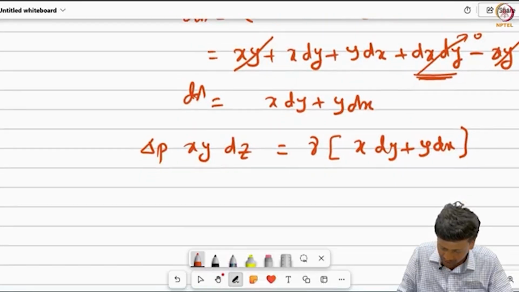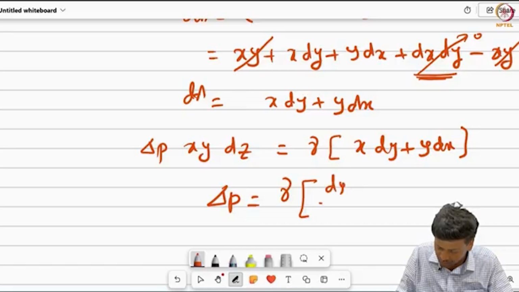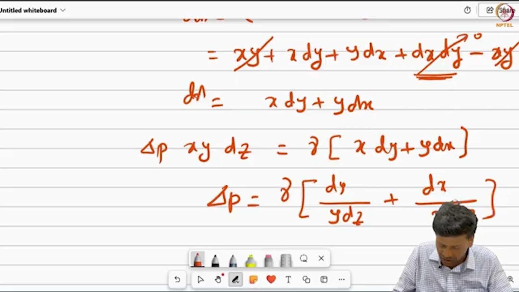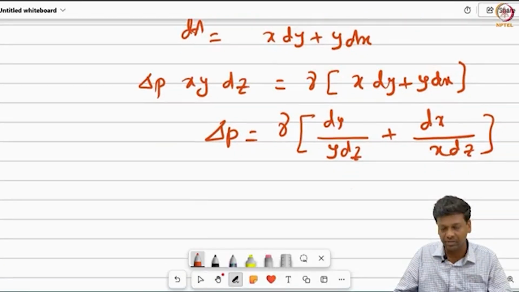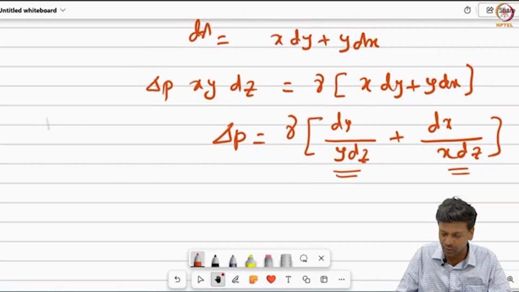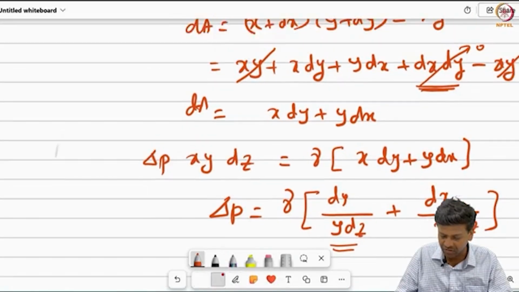Okay, right. So delta p here is nothing but gamma into dy by y dz plus dx by x dz. Now we are left with one step, that is we need to know what y dz and x dz are, right? Then we will be able to get the general equation, the Young-Laplace equation.